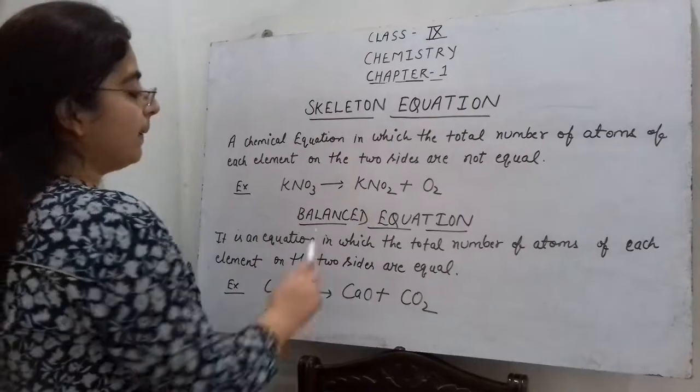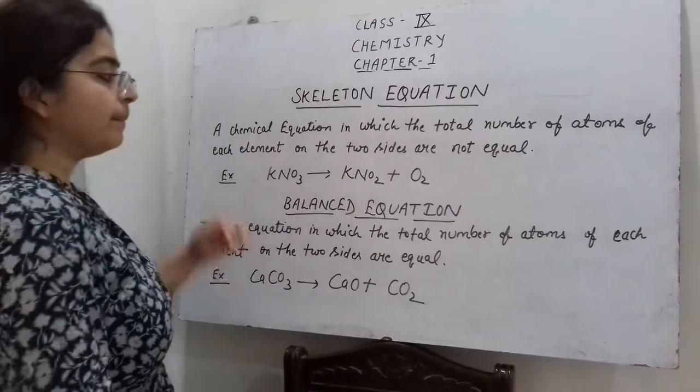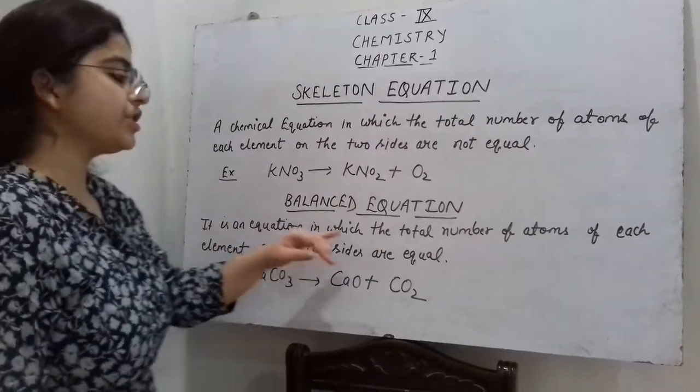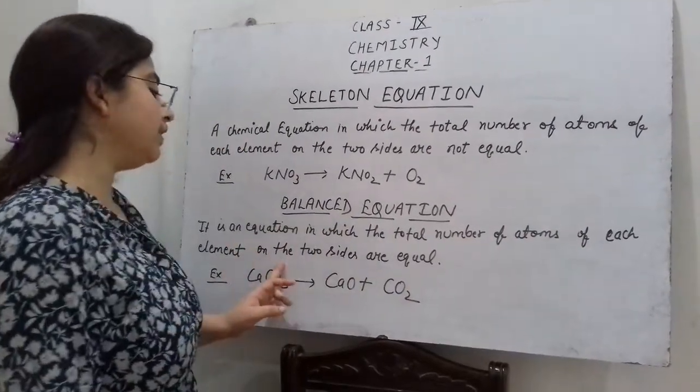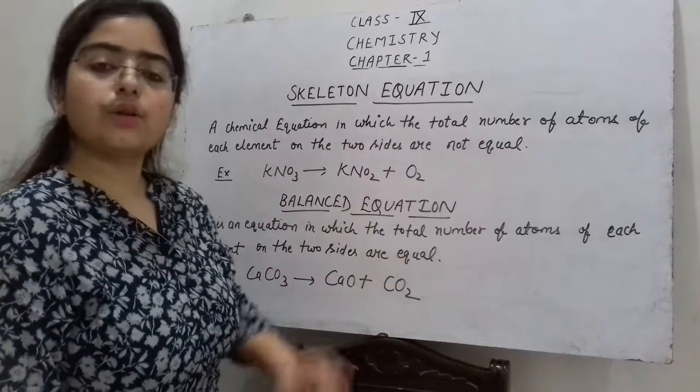Next is balanced equation. Balanced equation is the equation in which the total number of atoms of each element on the two sides are equal.